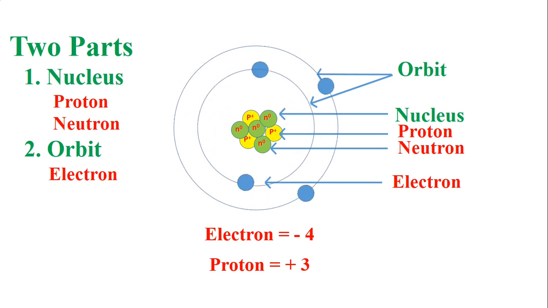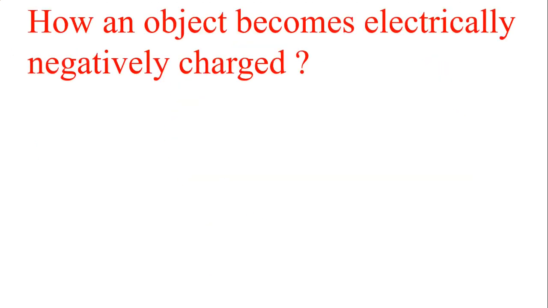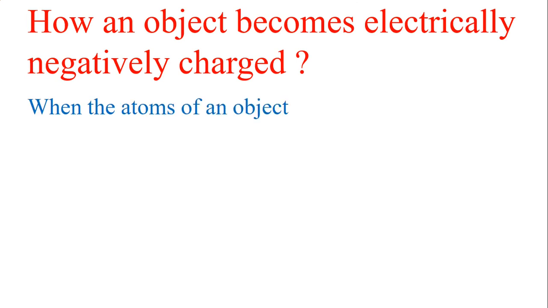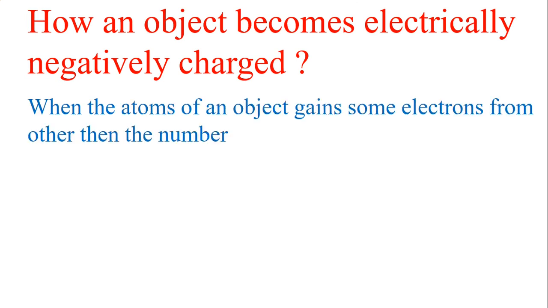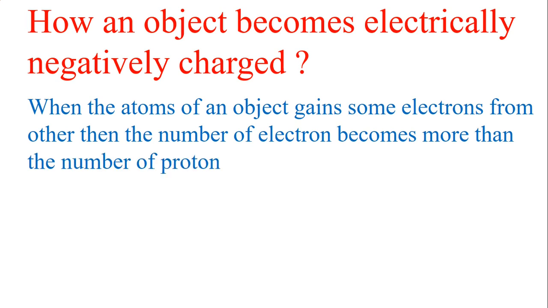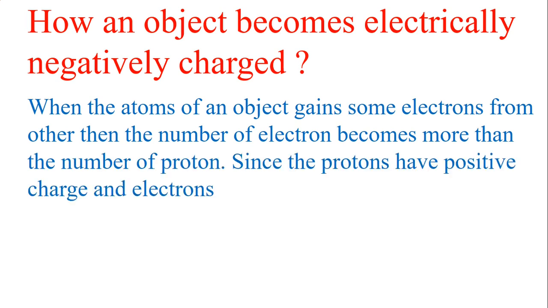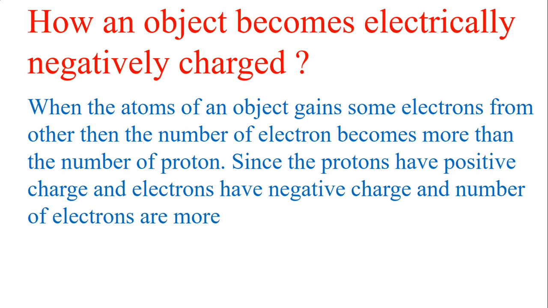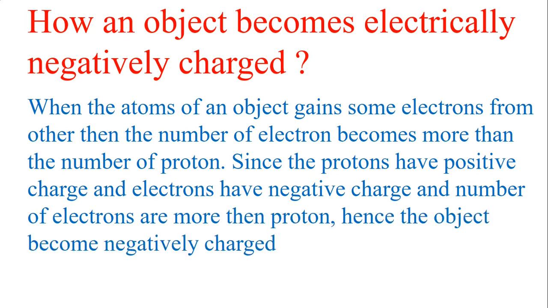But electrons are very light and they lie in the outer part of the atom. That's why electrons may transfer from one atom to another atom easily. In this case, electrons are more than protons. That's why this atom becomes negatively charged. So if we have to answer this question, how does an object become electrically negatively charged, we can answer this way. When the atoms of an object gain some electrons from others, then the number of electrons becomes more than the number of protons. Since the protons have positive charge and electrons have negative charge, and the number of electrons is more than protons, hence the object becomes negatively charged.